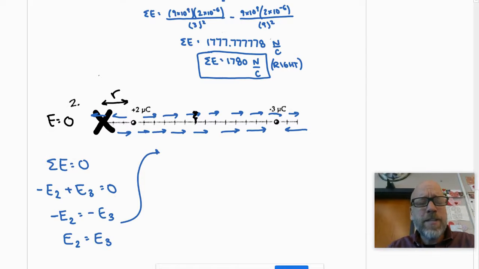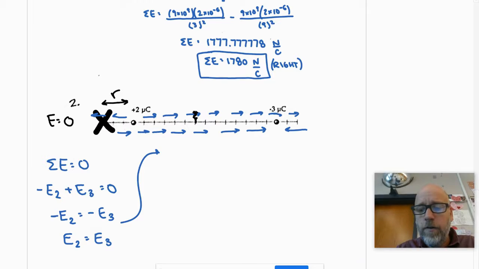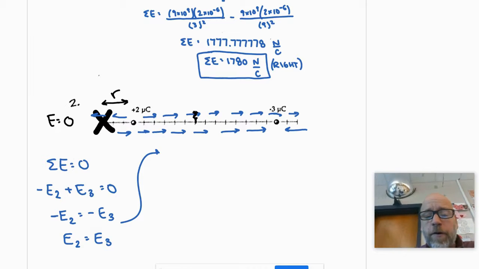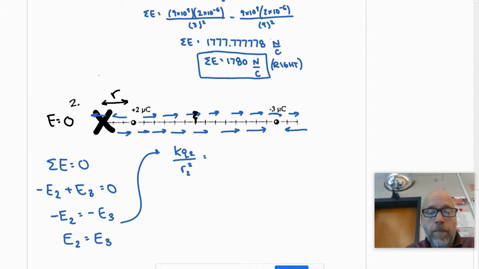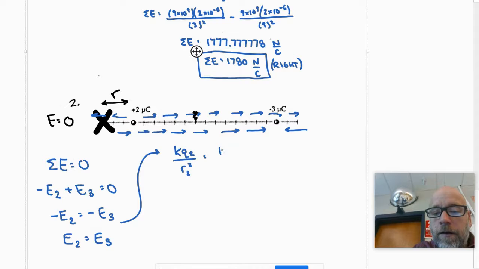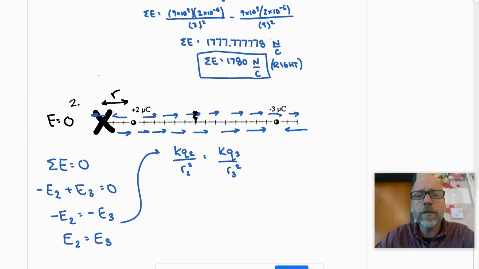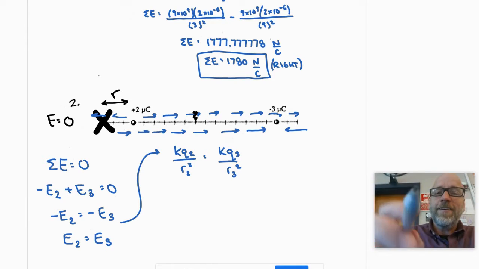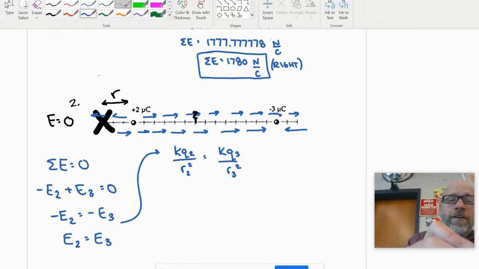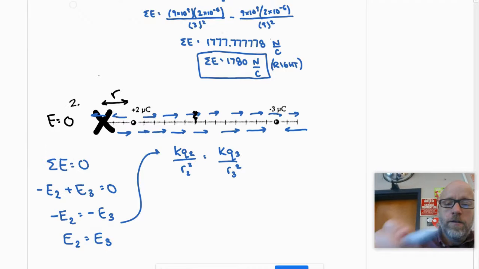Good. Now, how is that going to help me solve for R? Well, let's look at the relationship. For E2, it's going to be kQ2 over R2 squared equals kQ3 over R3 squared. Now, you'll notice I used 2 and 3 this time because they're not the same charge. So I can just label them as the 2 charge and the 3 charge. Yeah, that's right. Nice call, guys. Good. Many of you already crossed out the k's.